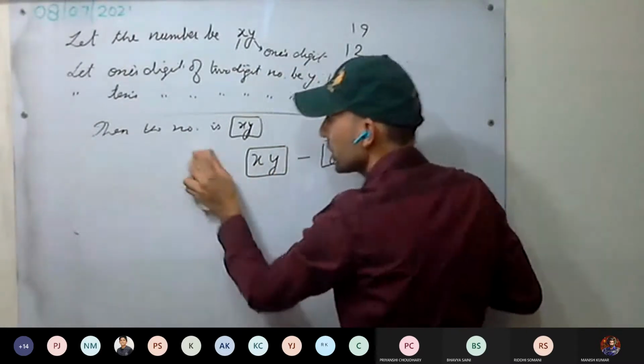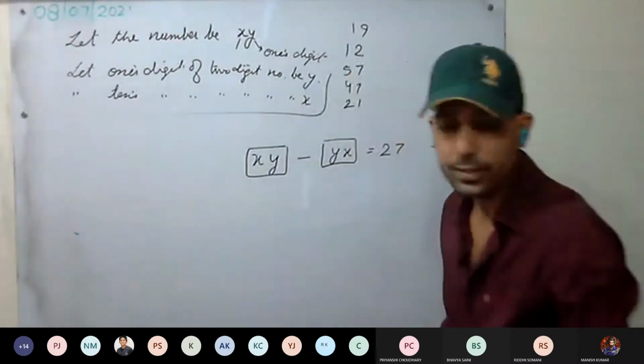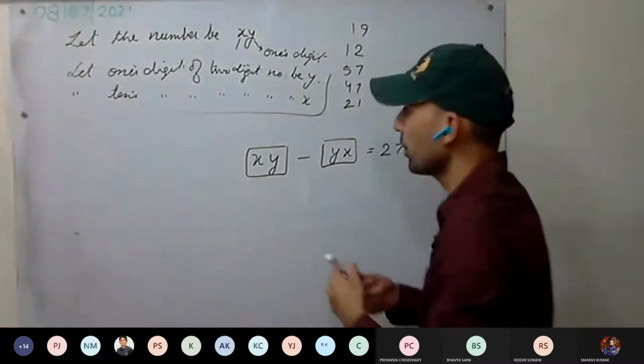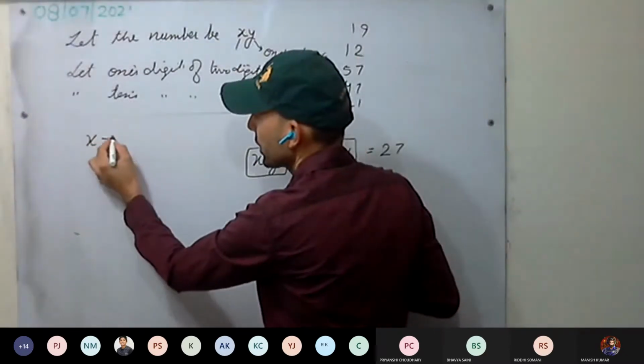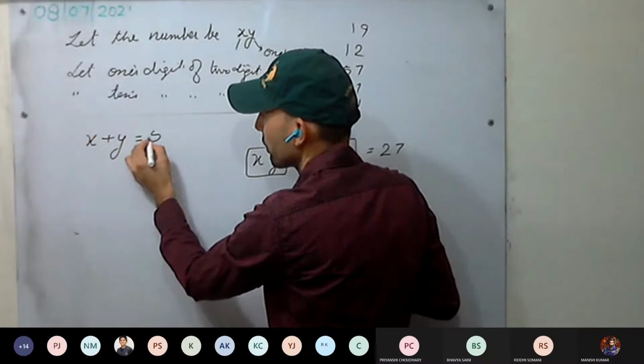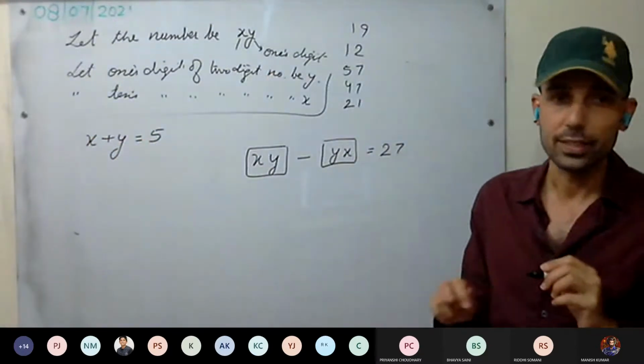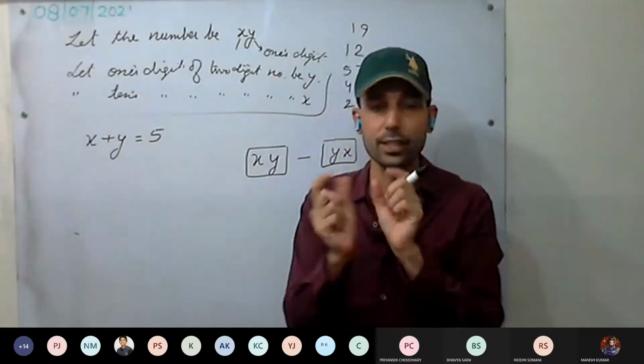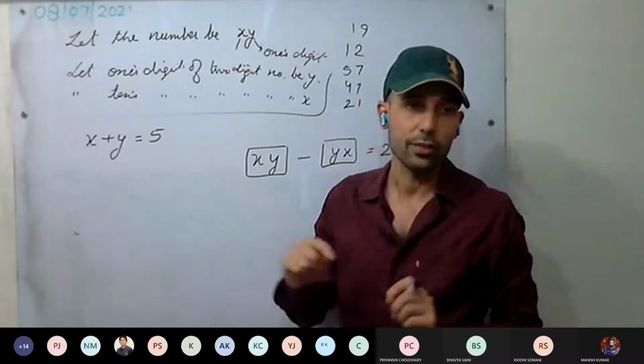So the first equation is very simple. That is the sum of the digits. That is x plus y equal to 5. If we add both the digits, then their sum will be 5.